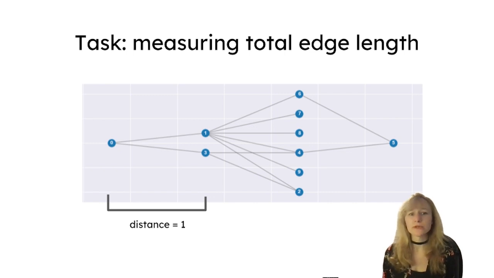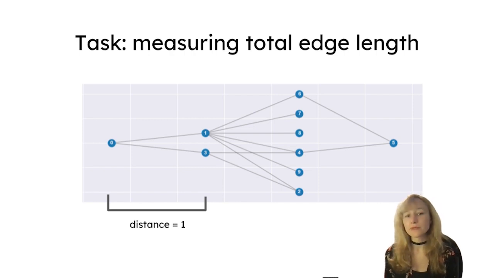Next, I wanted it to count the total edge length. So assuming that there is a distance of 1 between the different layers, how long is the sum of all edges? So surprisingly, on problems where edges were always connecting one layer to the next, so wherever they could not jump over layers, ChatGPT had a 100% correctness rate.